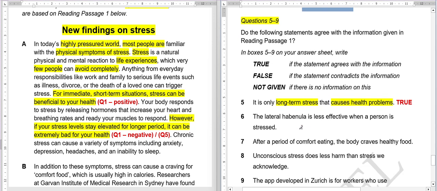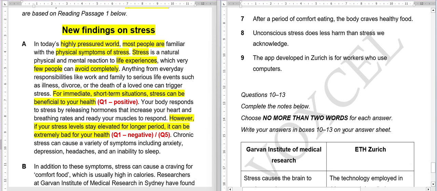Okay, so let's read the sixth question. The lateral habenula is less effective when a person is stressed. There is no mention of this particular name. So until or unless we find this name, we do not need to understand in depth about this particular question.